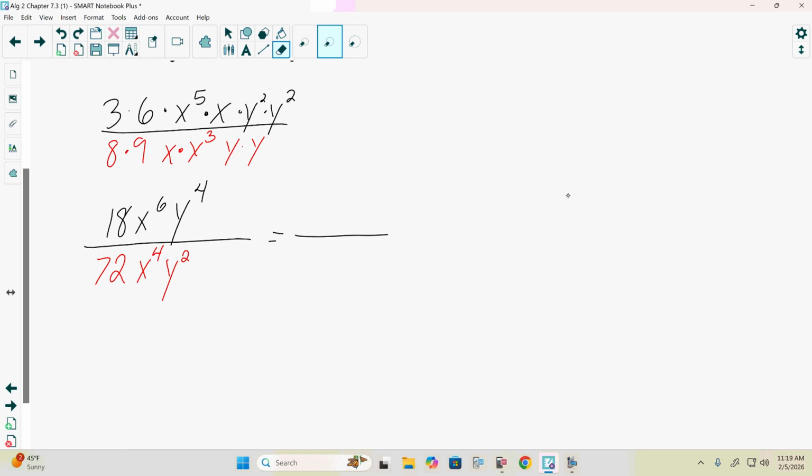x to the 6 over x to the fourth is bigger on top, so they should be on top. 6 minus 4 is 2. Since it's bigger on top, it stays on top. y to the fourth over y squared, 4 minus 2 is 2. So it stays on top. So we know we should have a bigger number on bottom, x squared, y squared on top, yes? Most likely, especially with 4 answer choices, that's either going to eliminate it down to 2 or 1.